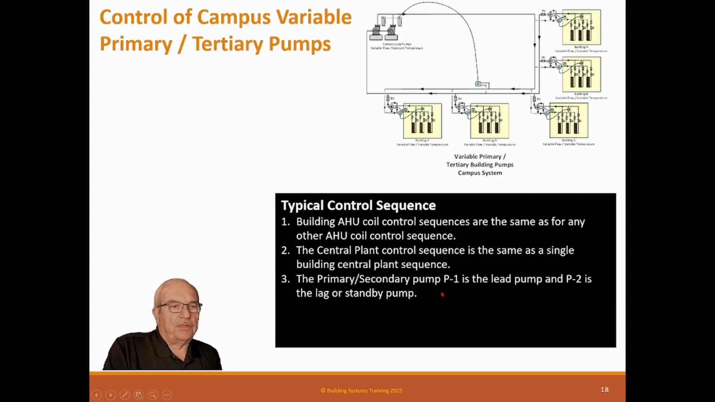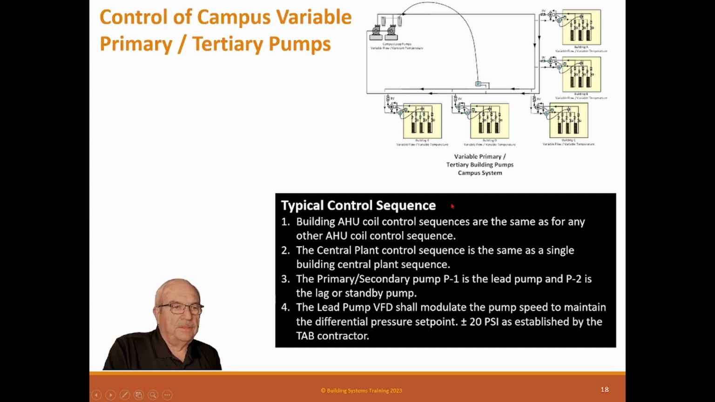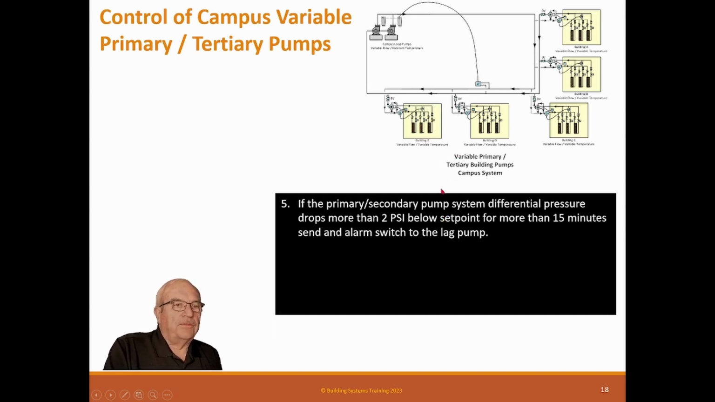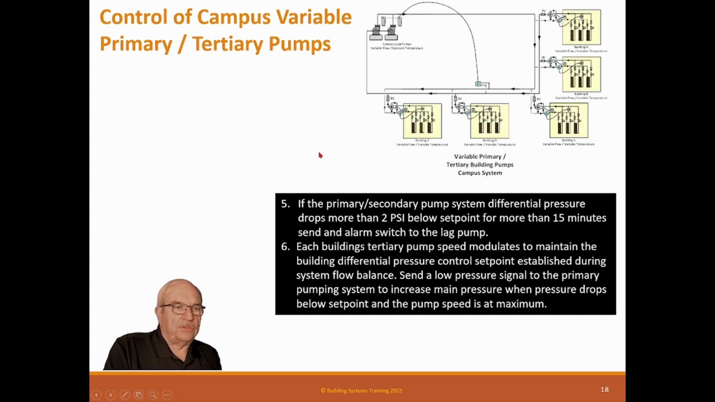The primary secondary pump P1 is the lead pump, and P2 is a lag standby pump. That's these up here. The lead pump VFD should modulate to maintain this set point. If the primary secondary pump system differential pressure drops more than 2 psi for 15 minutes, then we're going to change pumps. That can have a different sequence, but that's just a simple sequence to do there.